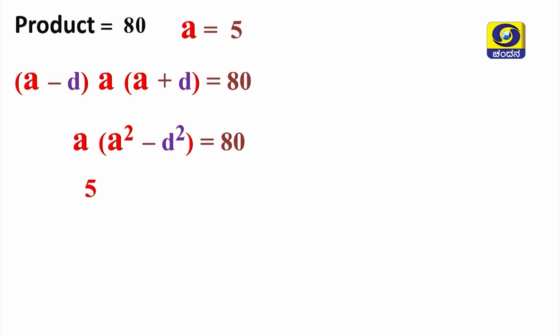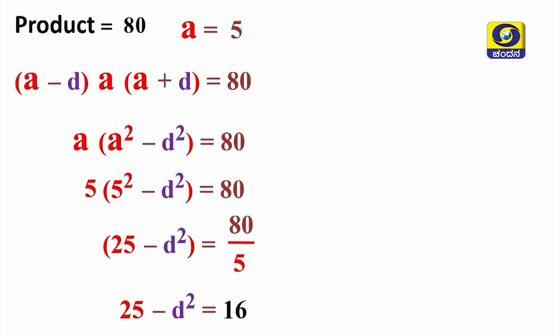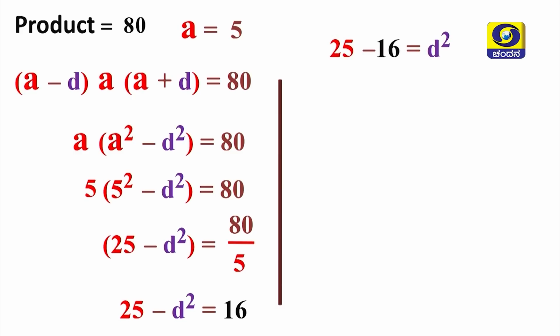And my dear children, you know the value of a is 5, you have already found out. So in place of a substitute 5, that is 5 into 25 minus d square is equal to 80, correct? And what happens next? 25, I will bring 16 to the left hand side, 25 minus 16, and I will take minus d square to the right hand side, plus d square. 25 minus 16 is equal to d square, and therefore 9 is equal to d square, or d square is equal to 9, and therefore d is equal to square root of 9, which is plus or minus 3.